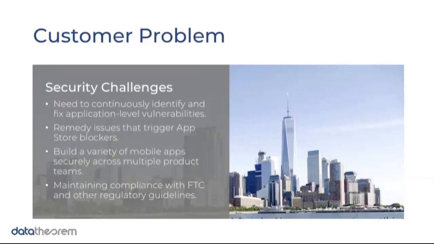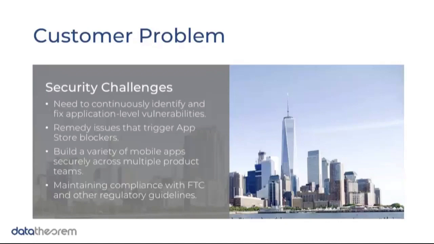The first for this organization was, as you can imagine, fixing any application level vulnerabilities and being able to continuously identify and address those at the rate in which their development teams were producing code. Second, being able to identify when something may be beyond a vulnerability, but actually block them from a release in an app store, and the ability to identify that and then go ahead and remedy it.